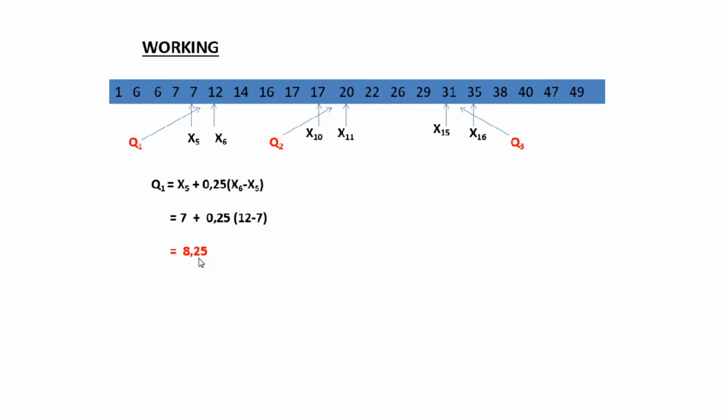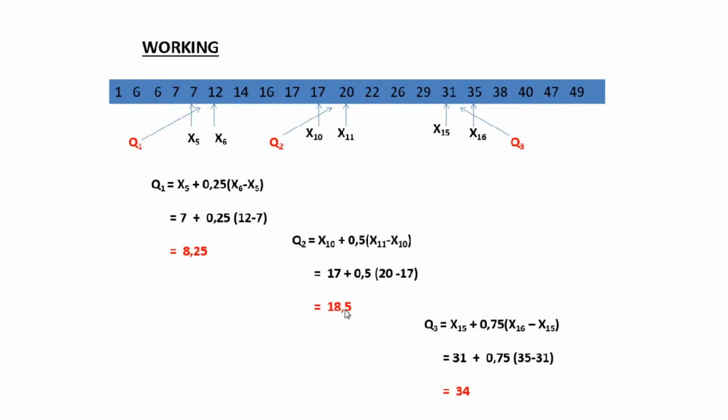We move on to Q2. A similar calculation is performed there, and you can see that the value of Q2 is 18.5. A similar calculation will be done for Q3, and the value for the upper quartile is 34. Let's move on.